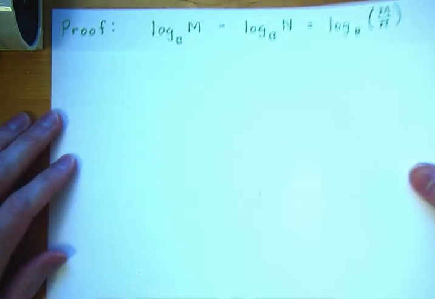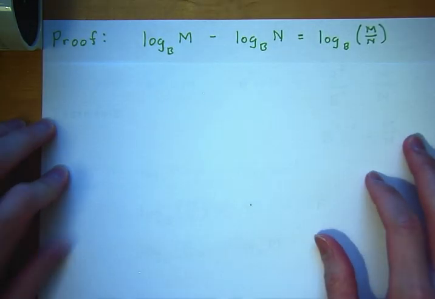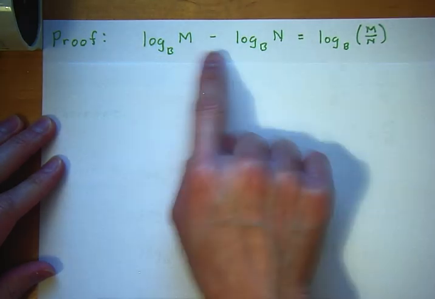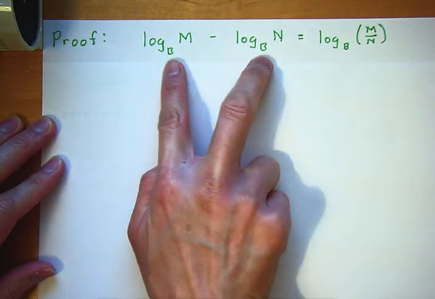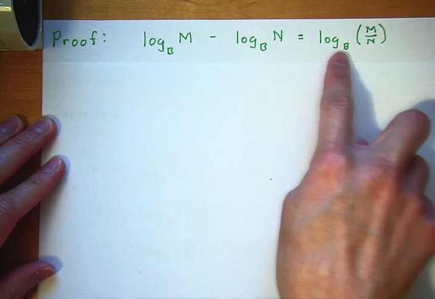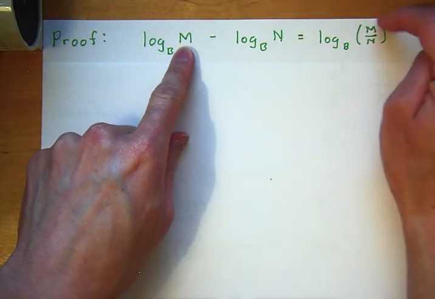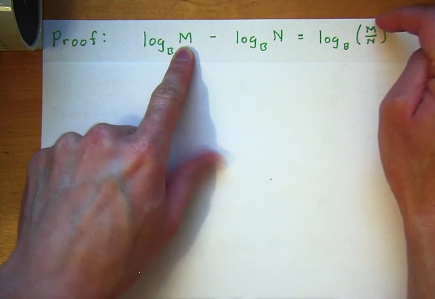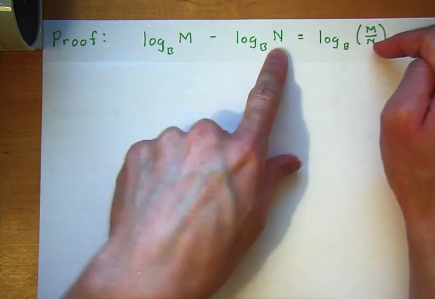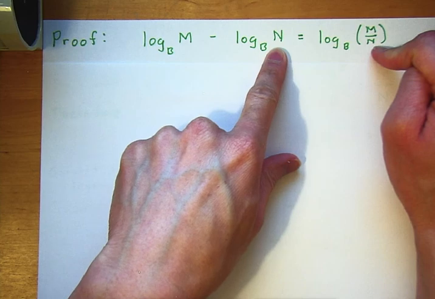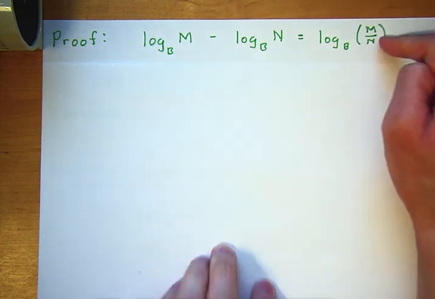All right, next proof. Next, let's prove the one that looks very similar to that one. So if you're subtracting two logs of the same base, I can change that into one log with the number in front of the subtraction on top and the number after the subtraction on the bottom of this division. So from subtraction to division, right?